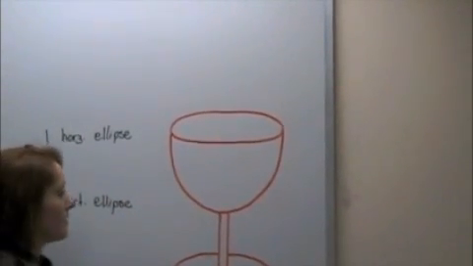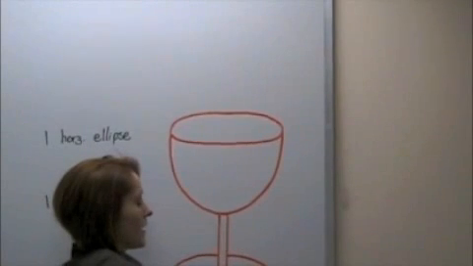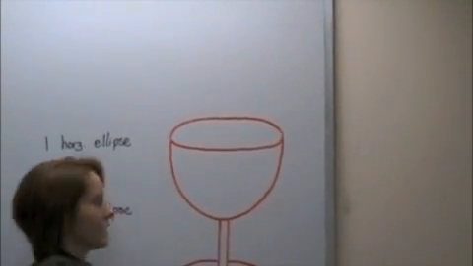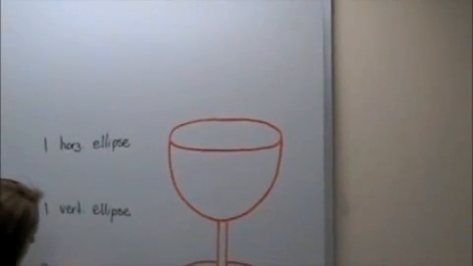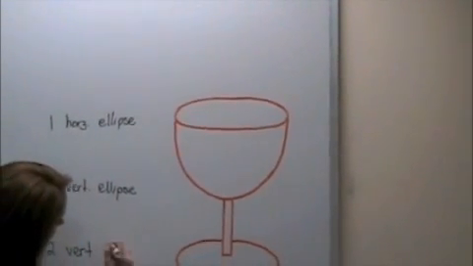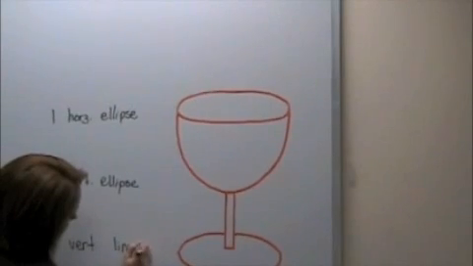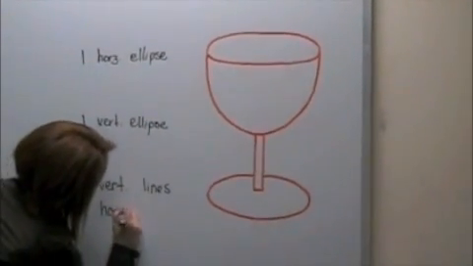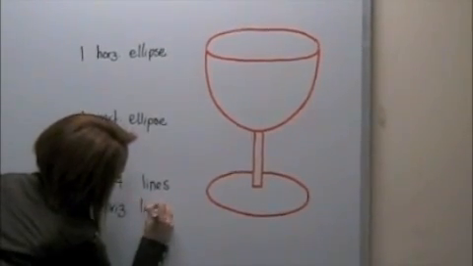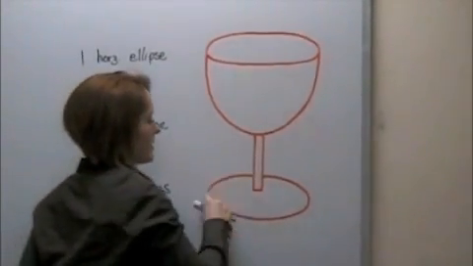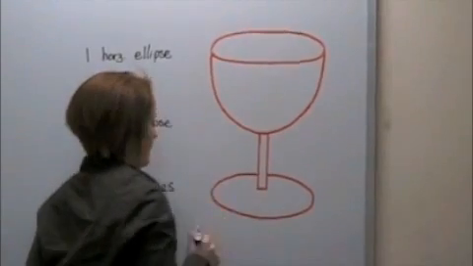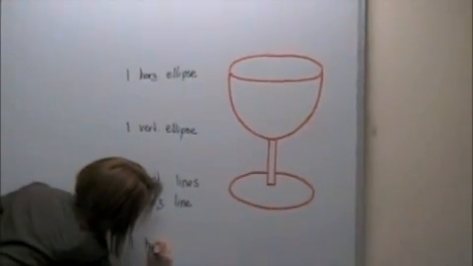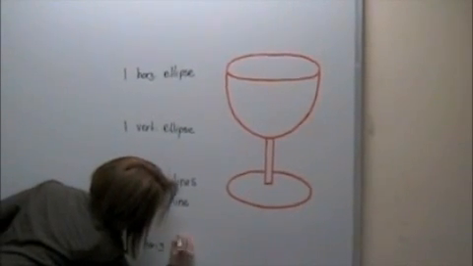If we keep going on down to the stem, we see we have two vertical lines as well as a little horizontal line. So that's two vertical lines, one horizontal line, and here at the base we can see we have another ellipse. So we have another one horizontal ellipse.